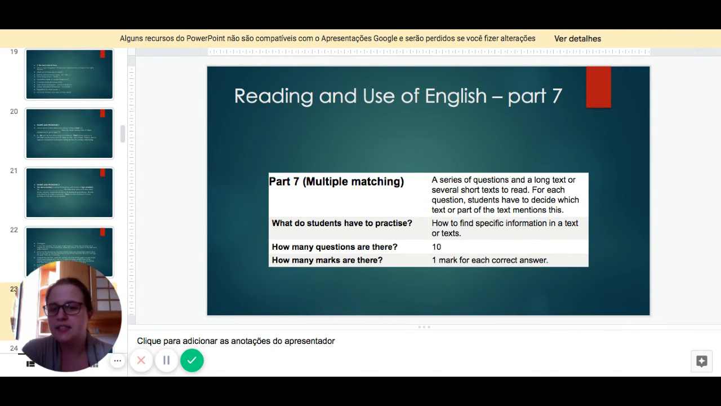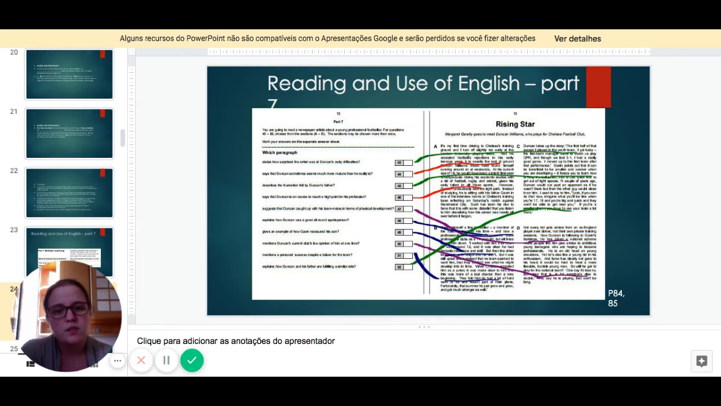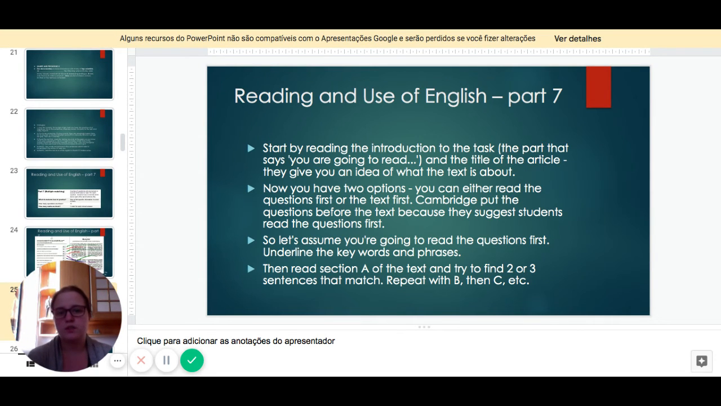And finally, the last one is part 7, the one that we didn't cover as much as I wanted. Okay, you have to find specific information. And basically it is to find the specific information, usually who is saying what, or in which paragraph is saying what. Okay, it looks like this in the end, right? There are some strategies to work on this too.